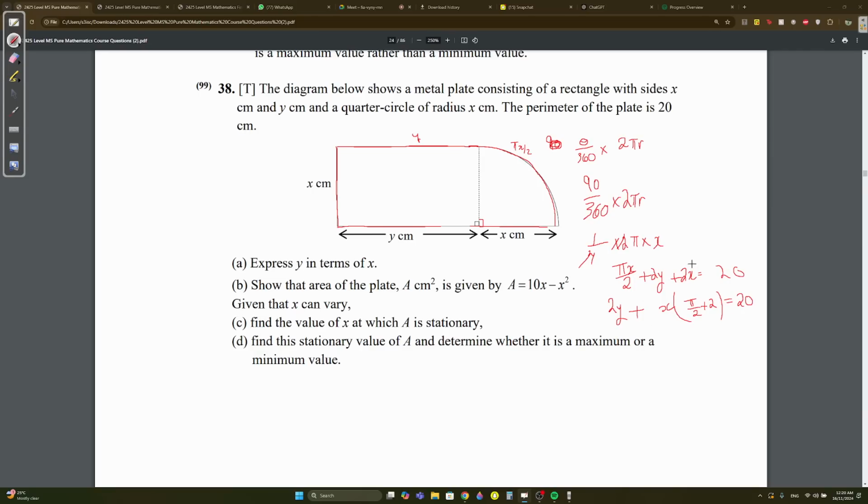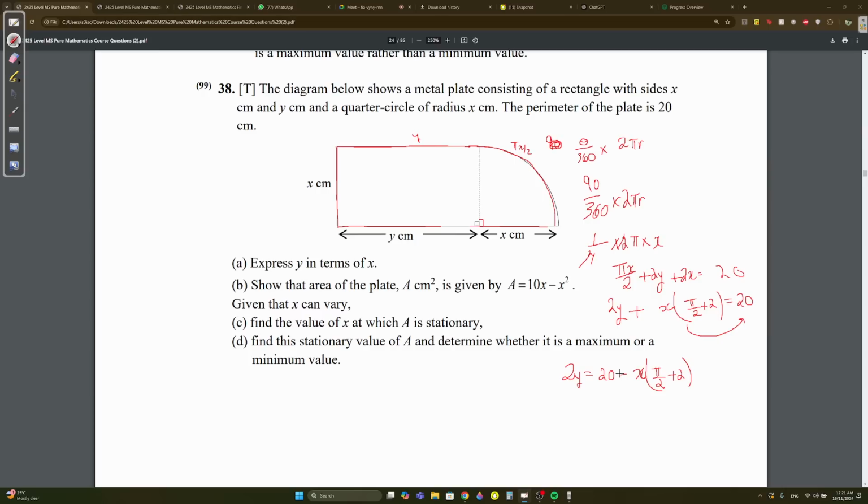Everybody has their own way of solving, but you just have to take everything to the other side and divide by 2. I don't like it, so I'm going to solve my own way. This is the way I like solving. I like factoring first. I have a common factor. Okay, pi over 2 plus 2, we're going to take all of this now to the other side. So it's going to be 2y is equal to 20 minus x times pi over 2 plus 2.